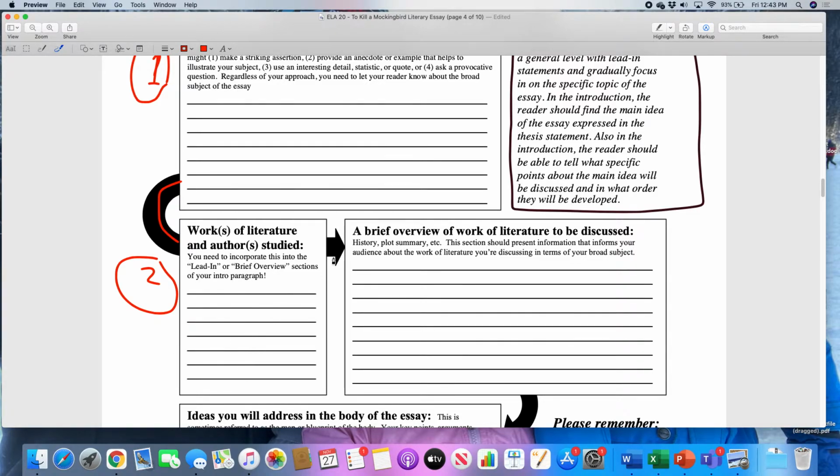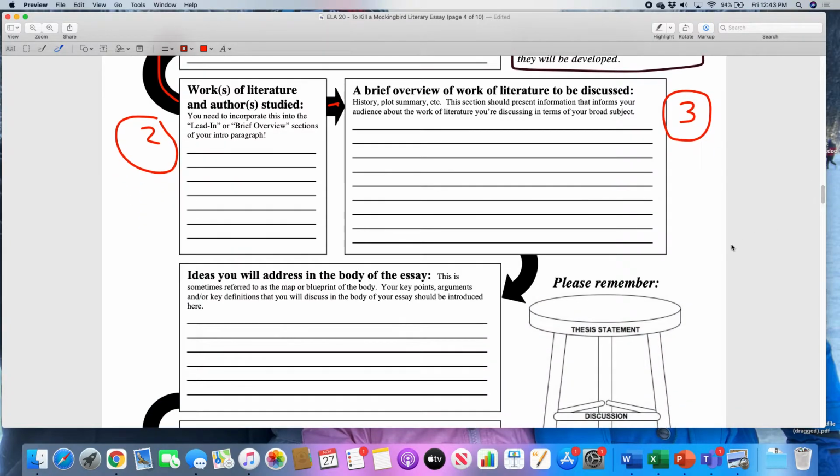Okay. The next thing you do is a brief overview of the work of literature to be discussed. So a history, a plot summary, etc. This should present information that informs your audience about the work of literature you're discussing in terms of your broad subject. So 2 sentences, extremely broad. Okay, you don't need to retell the whole novel there. You want to make sure that you are giving a very brief summary of what this novel is about as it relates to the subject you are exploring.